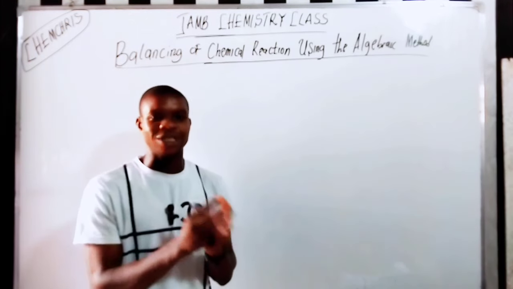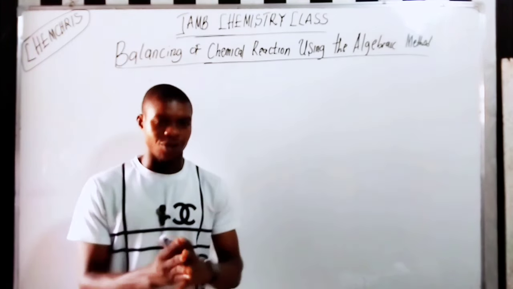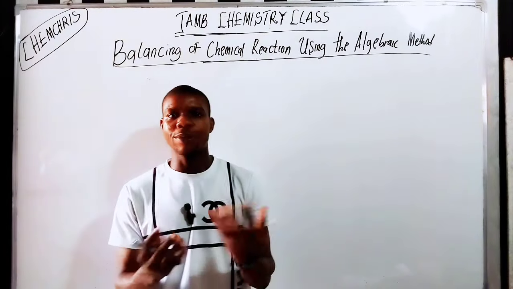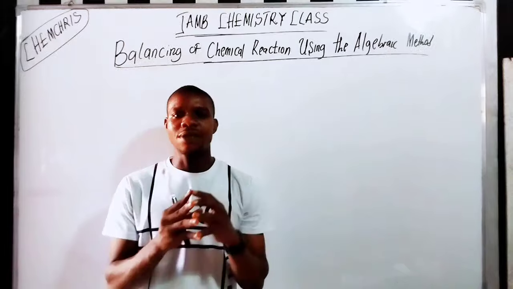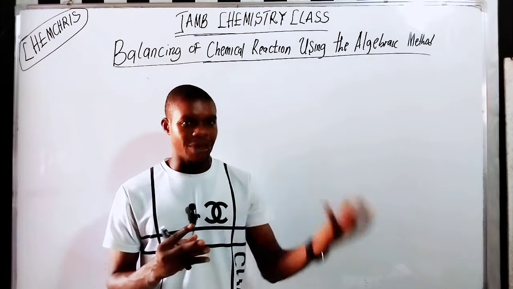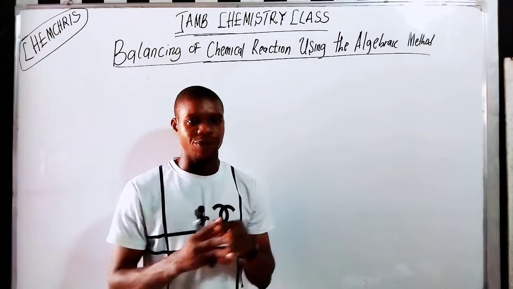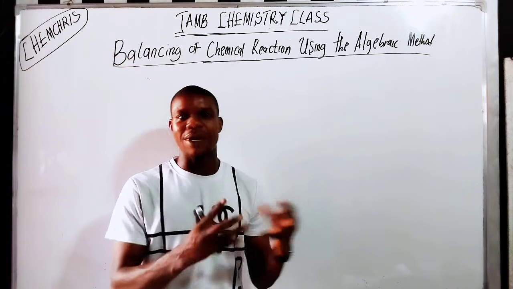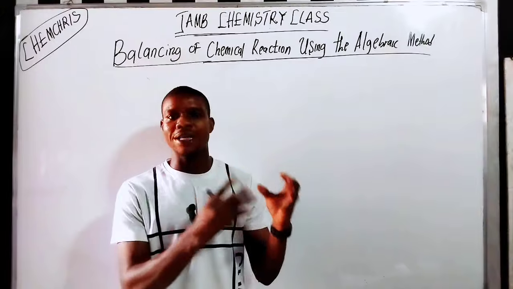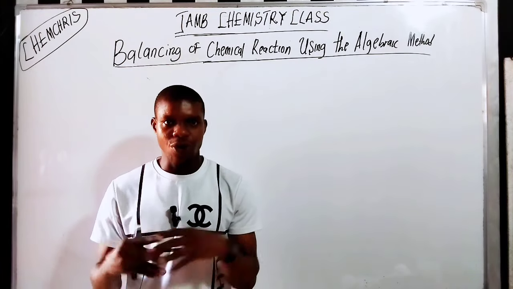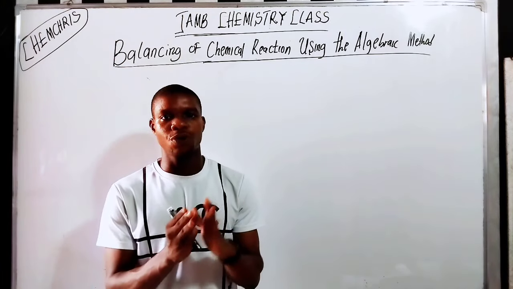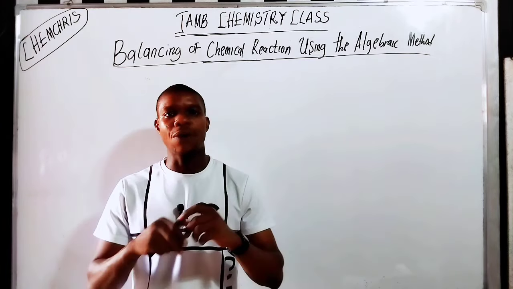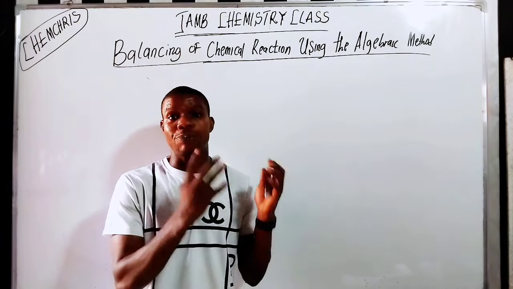But the method I'm going to use is not the regular method you already know from secondary school. I'm going to use another method, which is called the algebraic method. Many of you are actually aware of this method. The method you already know is called the special method, the trial and error method. You only use that to balance simple chemical equations. But when it starts to get complex, you cannot use that method. So that's why you want to shift your mind toward the algebraic method. In this video, I want to walk you step by step on how you can easily use the algebraic method to balance chemical equations.